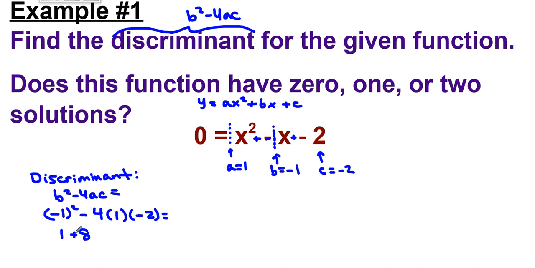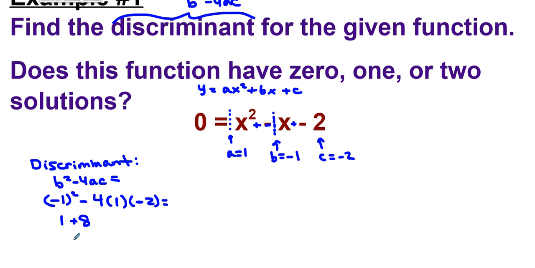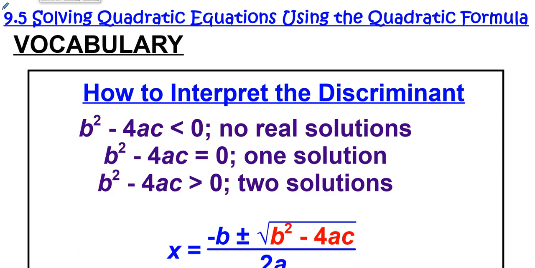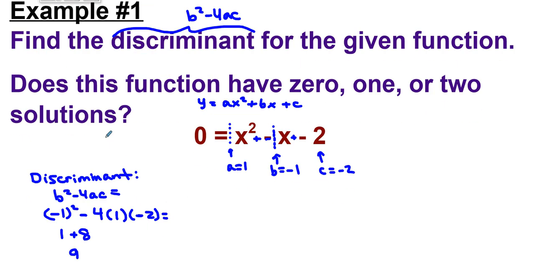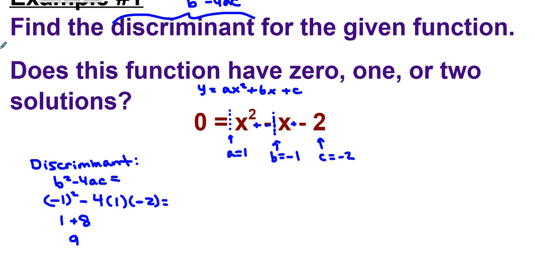Well, the discriminant is positive. If your discriminant is positive, you have 2 solutions. So I know just by finding that discriminant that I'm going to have 2 solutions. So does this function have 0, 1, or 2 solutions? Well, it has 2 solutions because the discriminant is positive.